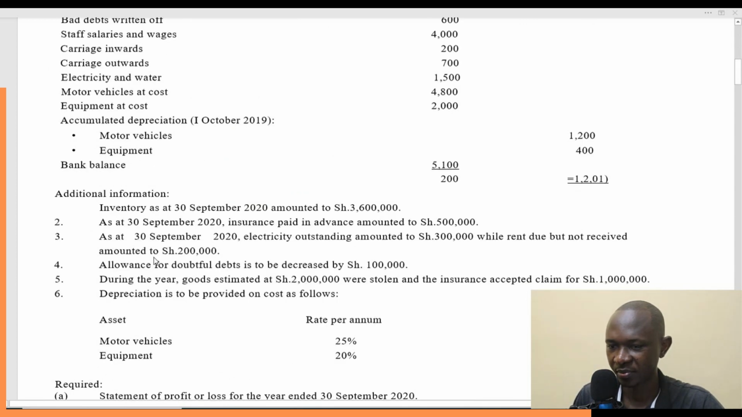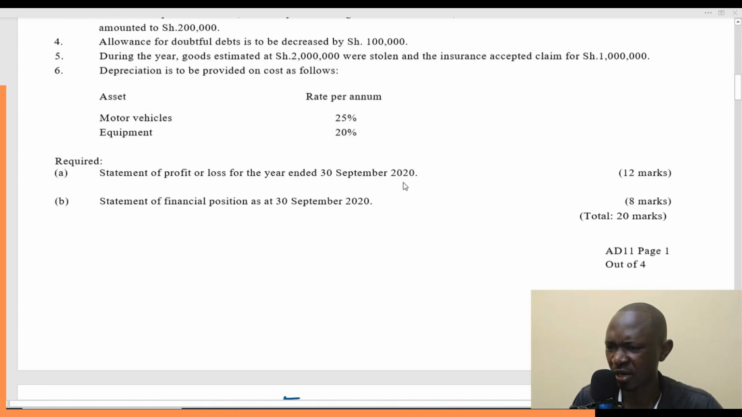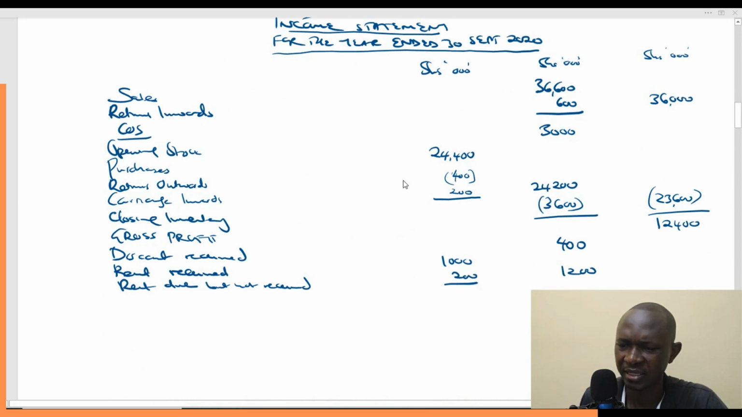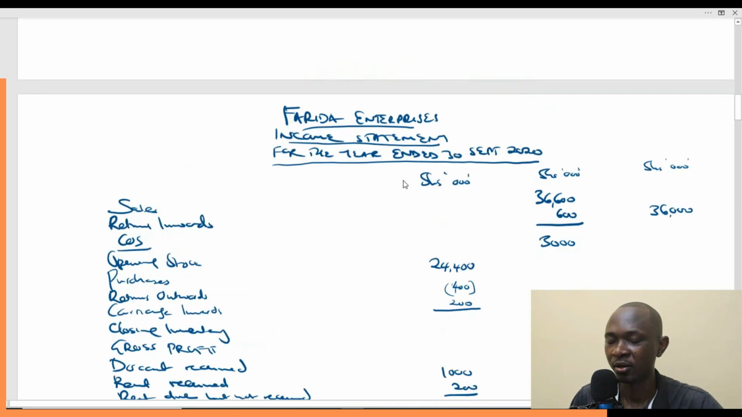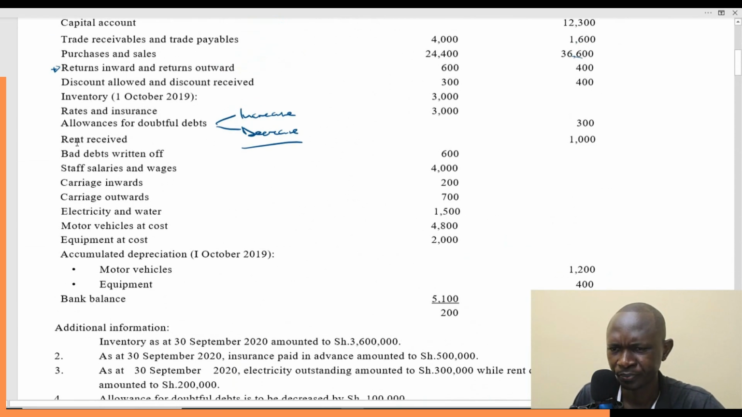So this statement is very clear. Allowance for doubtful debts is to be decreased by 100,000. So these are decreased. There's even no need of going back to workings now. Let's just pick it as it is. Decrease in allowance for bad and doubtful debts. How much is it? 100. It's very straightforward. Okay, so let's move on.